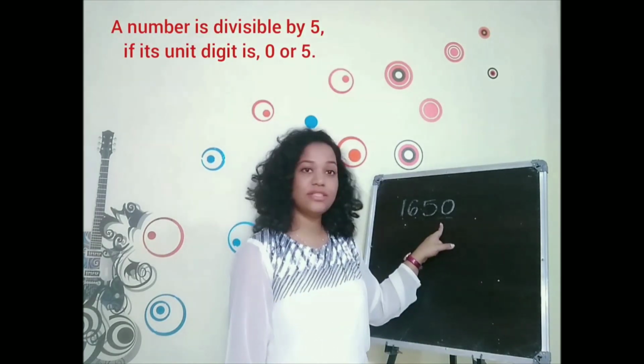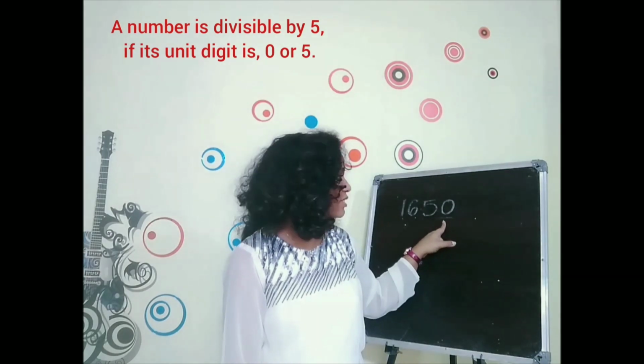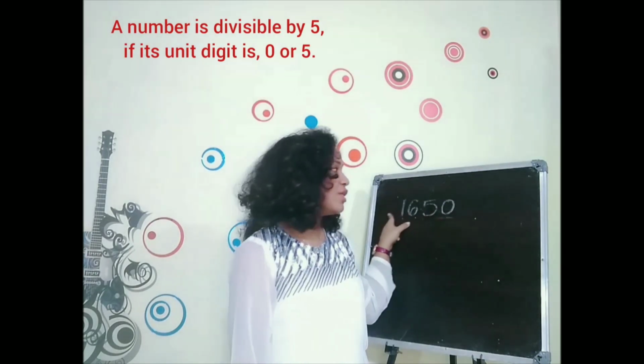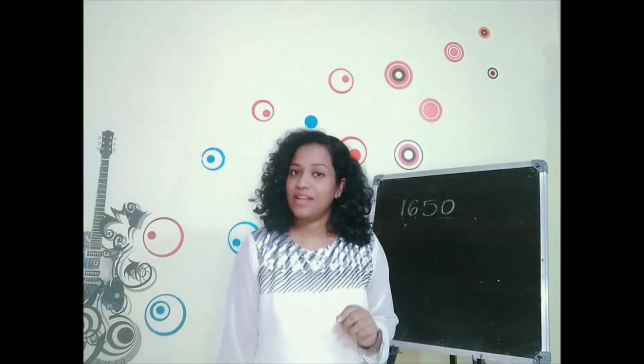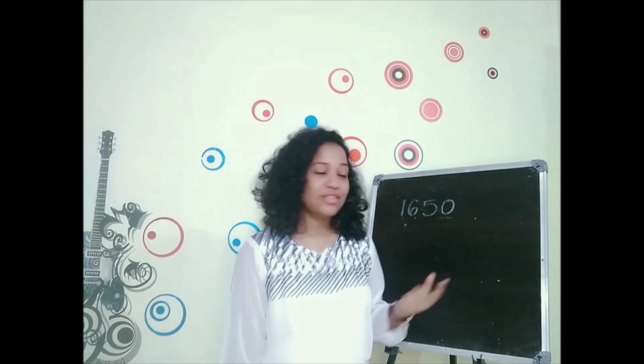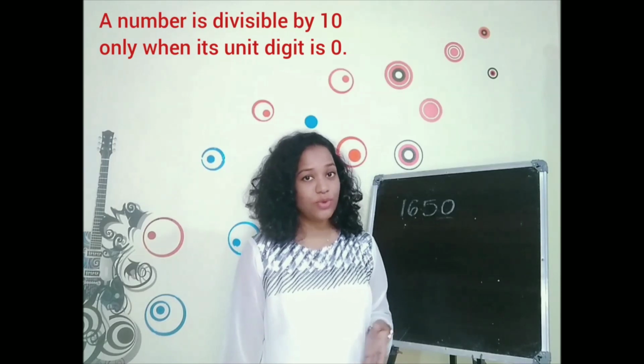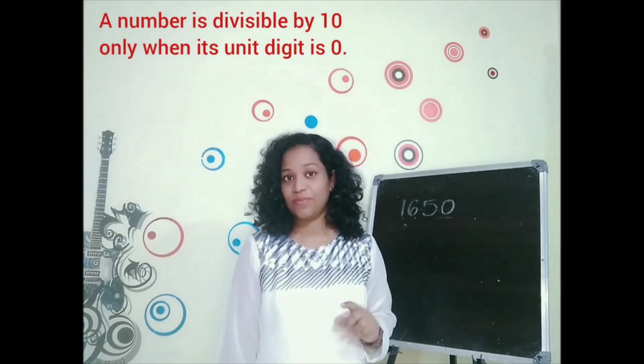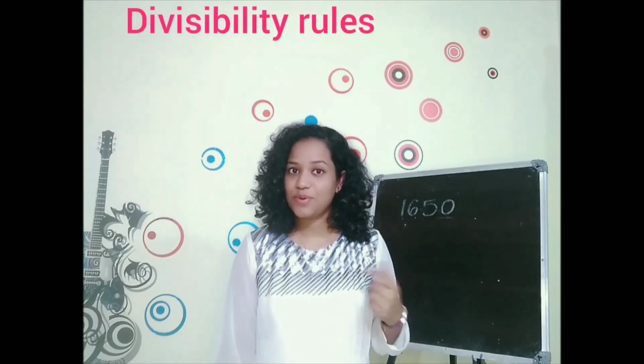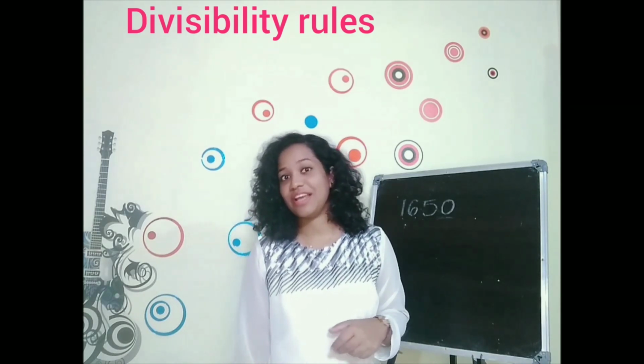And is this number divisible by 5? Yes, it is divisible by 5 also because the ones place digit is 0. If the ones place digit is 0 or 5, the whole number is divisible by 5. That is the divisibility rule of 5. And is this number divisible by 10? Of course, because the ones place digit is again 0. If the ones place digit is 0, the number is divisible by 10. Even this rule you have learned. So this year we are going to learn some more divisibility rules which will make our life easier.